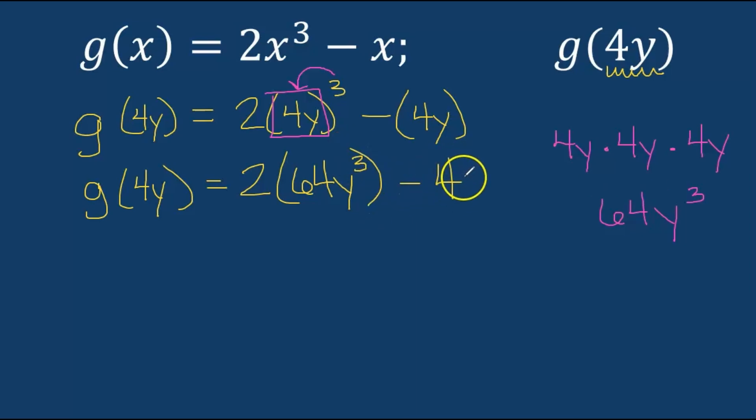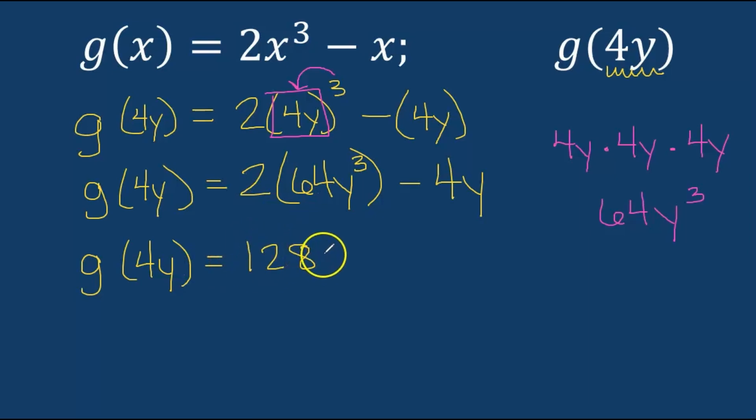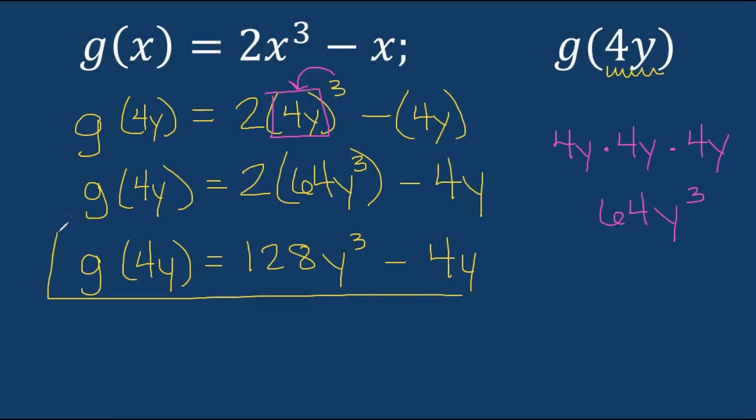Minus 4y. Now I can multiply that 2 into the 64. On my next line, I have g of 4y equals 128 y cubed minus 4y. I'm going to do one last check and see if there's anything else that I can do to simplify this or combine it, and I cannot. So in terms of evaluating, I'm done.